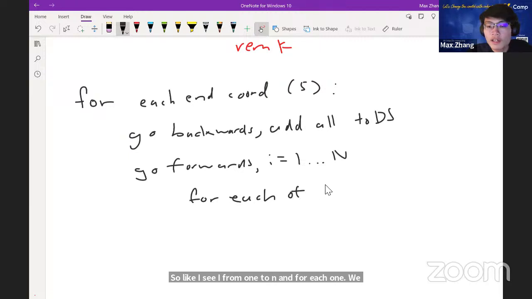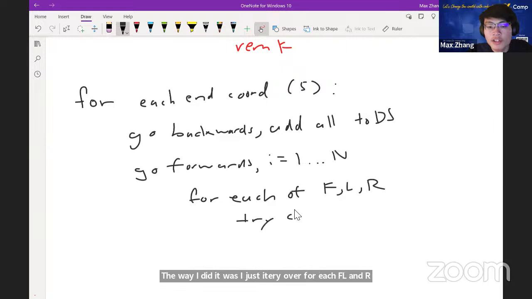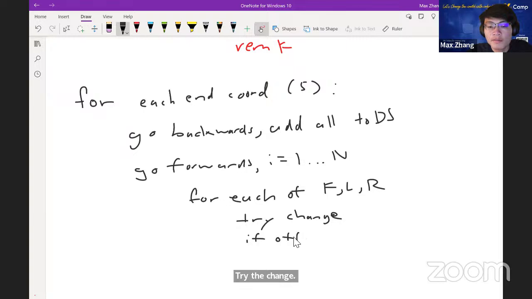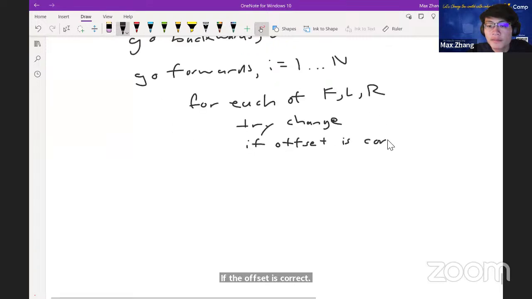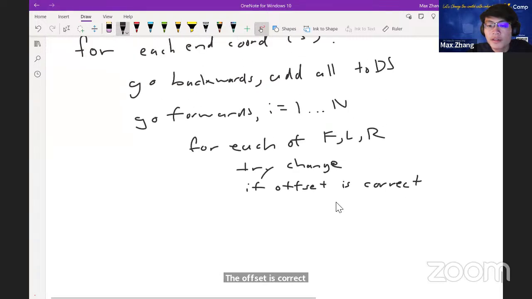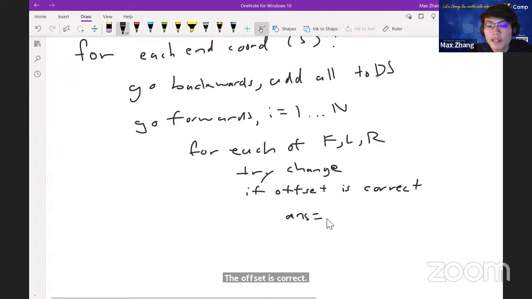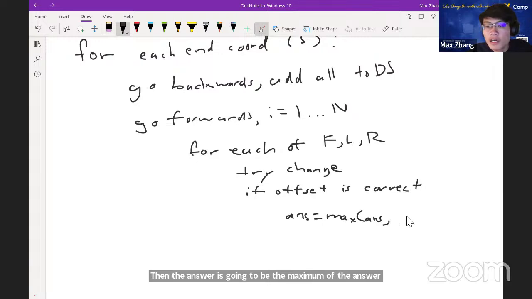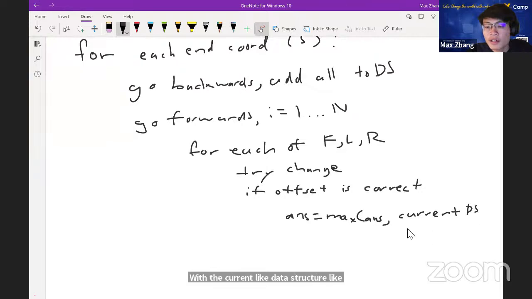each of the changes. You can actually do this a little more efficiently, but it doesn't really matter. The way I did it was I just iterate over each F, L, and R and try the change. If the offset is correct, then the answer is going to be the maximum of the answer and the current data structure count.